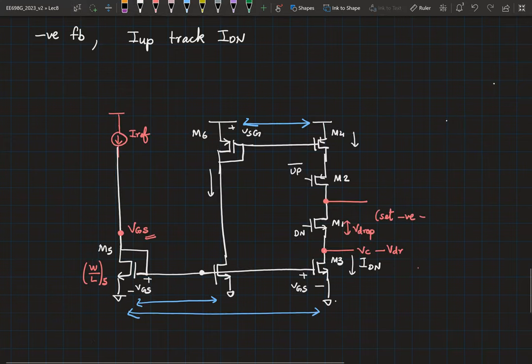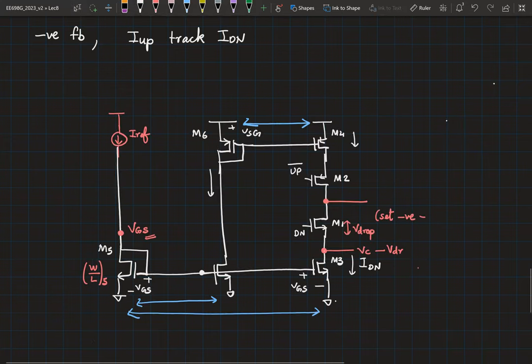So now let me ask another question. Is it really necessary for I down dash and I down to be the same value? Or can I use a scaled down current in this replica path? So let's say I had some current I naught flowing through this. So I up is equal to I naught and I down is equal to I naught. I can size all these transistors such that the current through this is I naught by N. Right? So I can save on power.